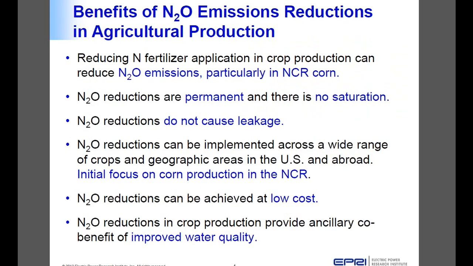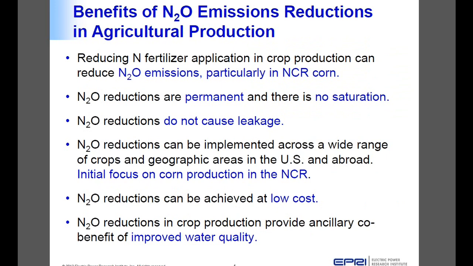So when we approached the idea of doing offsets in nitrogen management, specifically reducing nitrous oxide emissions from fertilizer use in crop production, there were a number of benefits we saw that really made this methodology one that we wanted to pursue, and to pursue the underlying science to see if it would be possible to develop a methodology that could potentially provide offsets to farmers who could reduce their fertilizer use.